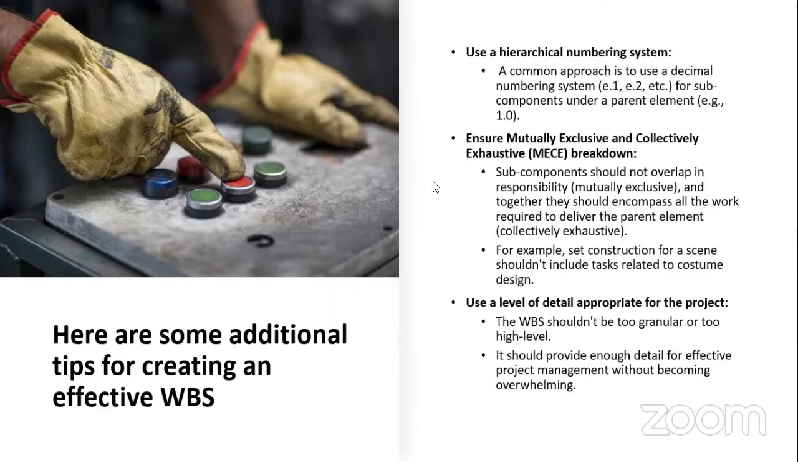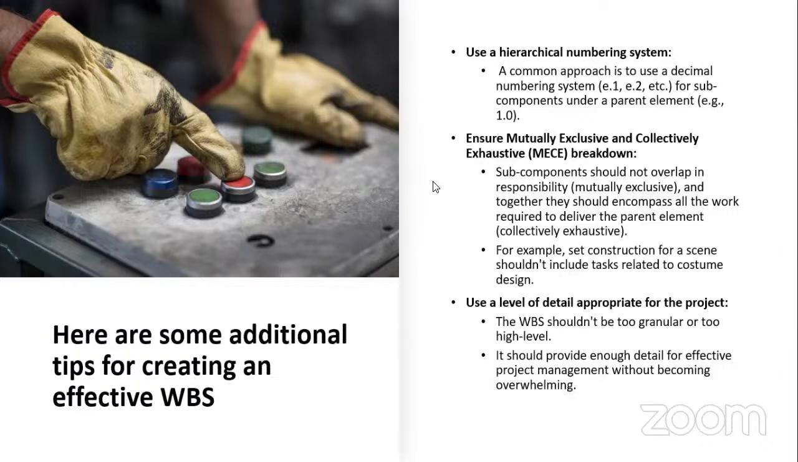So the subcomponents should not overlap in responsibility. That's being mutually exclusive. And together they should encompass all the work required to deliver the parent element. That's being collectively exhaustive. For example, set construction for a scene shouldn't include tasks related to costume design. So if you want to deal with chapter 1, let all the elements there belong to chapter 1. When you get to chapter 2, let all the elements belong to chapter 2. Chapter 3, the same thing, until you get to chapter N.